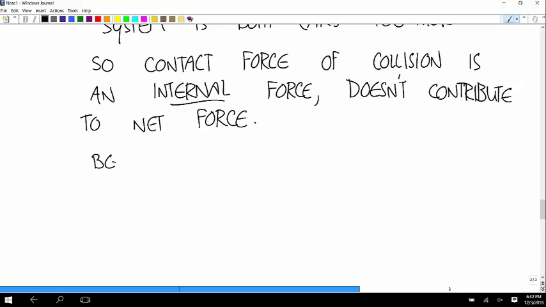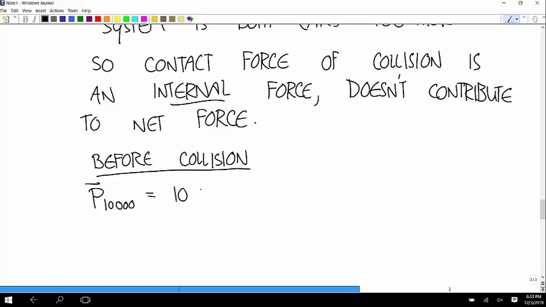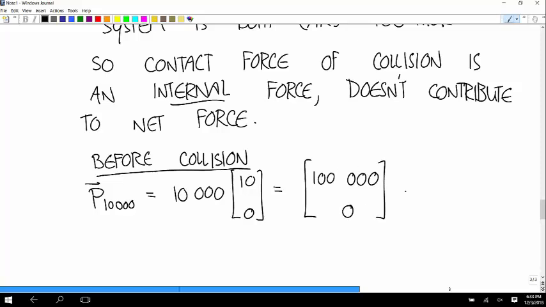Okay, so before the collision, the momentum of the 10,000 kilogram car is the mass of 10,000 times the velocity vector of 10, 0. We get a momentum of 100,000 in the x direction, 0 for y. The units are kilogram meters per second.